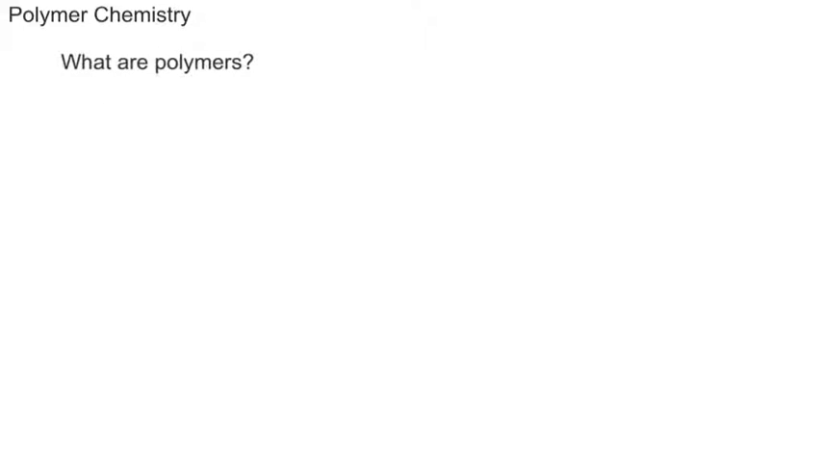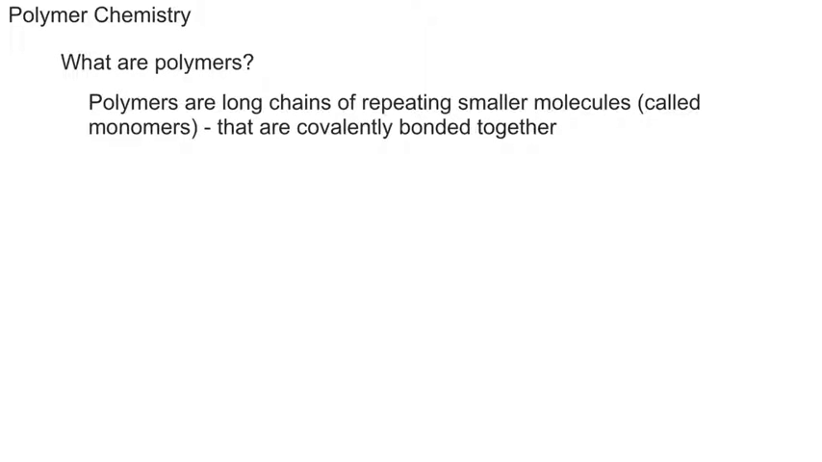Alright, in this chapter we're going to be looking at polymer chemistry, and to start with I'm going to talk about what polymers are. So here's a definition. Polymers are long chains of repeating smaller molecules called monomers that are covalently bonded together.